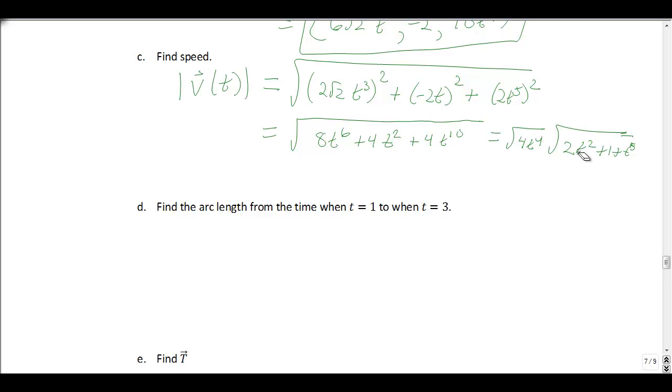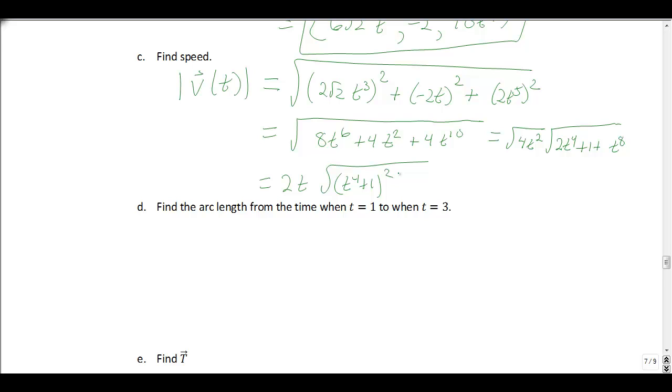So I can't factor out a 4t to the 4th. I can only factor out a 4t squared. And then I get a square root of 2t to the 4th, if I pull out the 4t squared, plus 1 plus t to the 8th. Then the square root of 4t squared is 2t, really an absolute value of t, but I'm going to assume t is positive here, or at least non-negative. This thing inside is the square root of t to the 4th plus 1 squared.